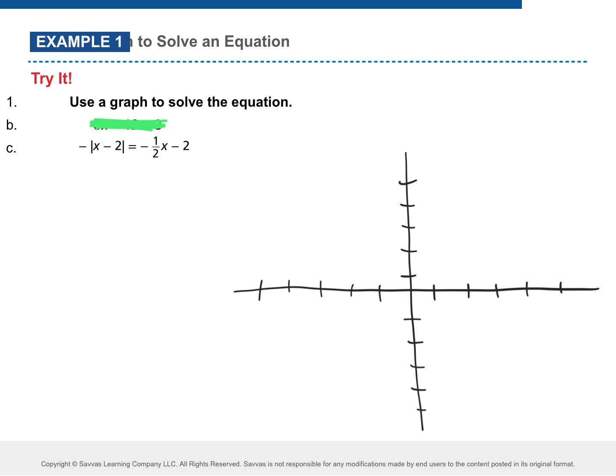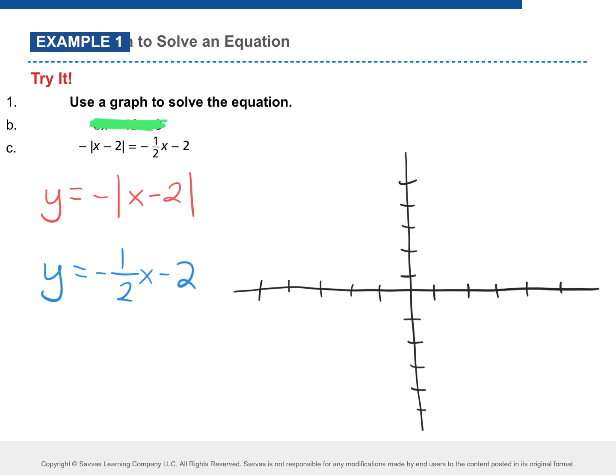What do I want you to do first with those equations? Split them apart. What is my first one? Y equals negative absolute value of x minus 2. Yep. What is my second equation? Y equals negative 1/2 x minus 2. Yep.